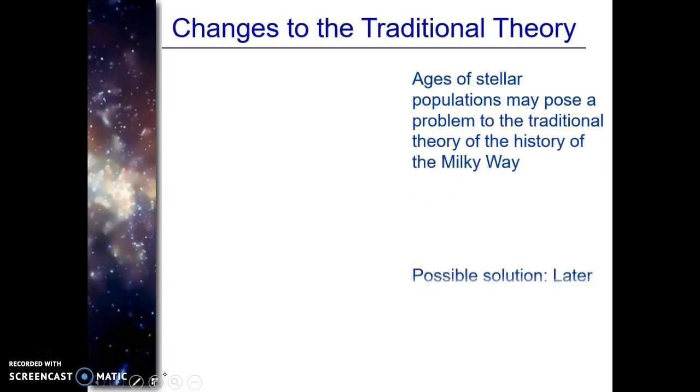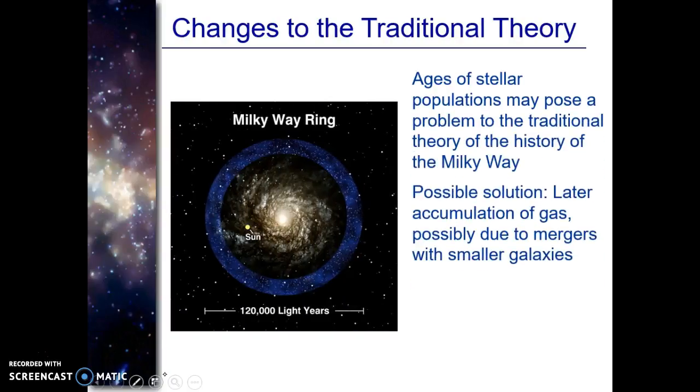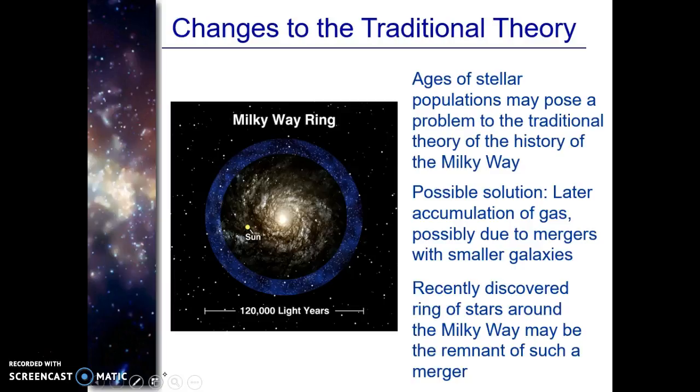Well, how did that change? We now know that ages of stellar populations pose a problem to the traditional theory of the history of the Milky Way. So a possible solution is the later accumulation of gas, which could have been due to mergers with smaller galaxies, right? And we recently discovered that there are rings of stars around the Milky Way which may be a remnant of such a merger.